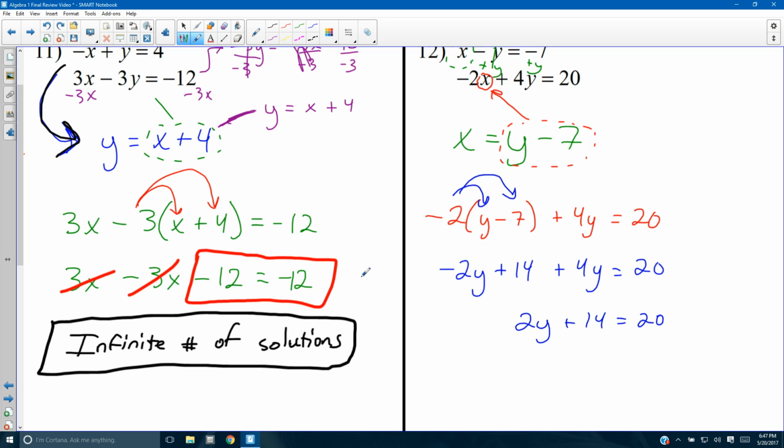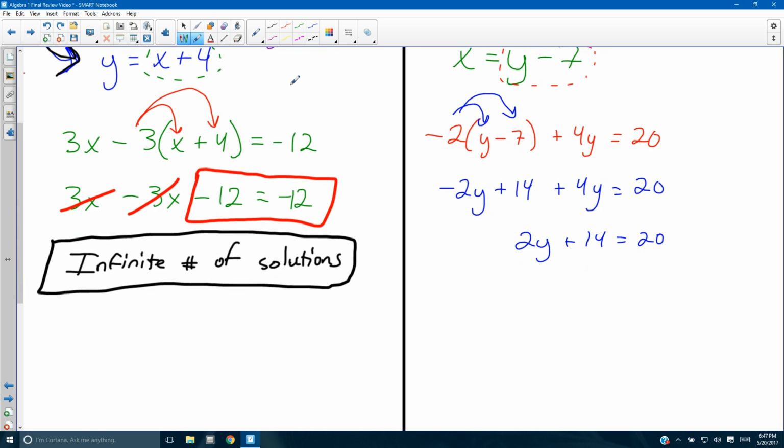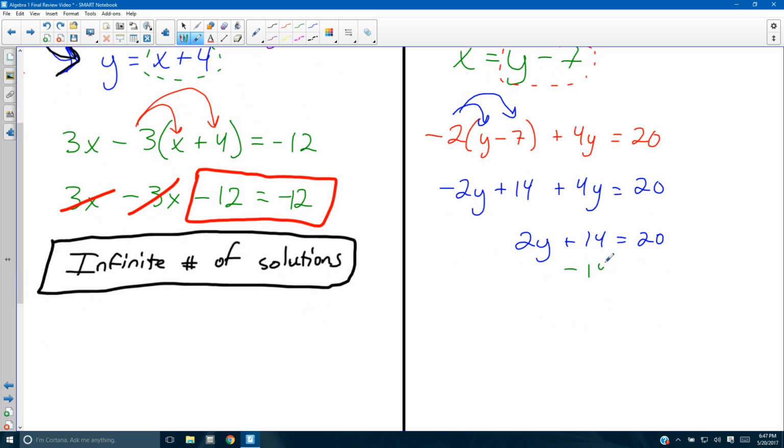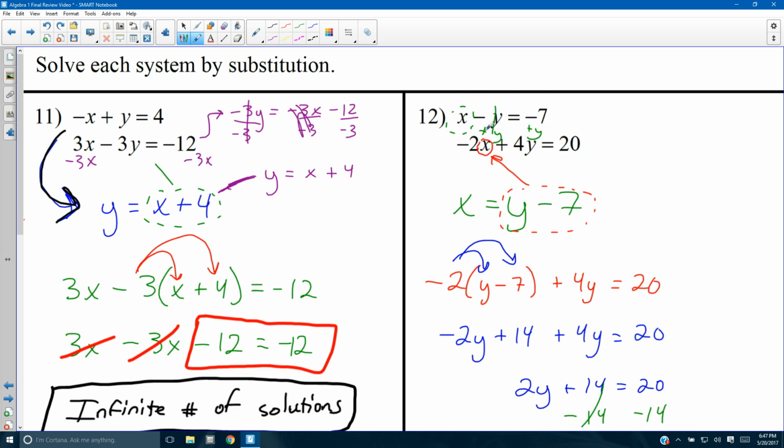Now I can start to isolate the y terms by subtracting 14 from both sides. 14 minus 14 is 0, of course, which is why we did it. And we get 2y equals 6, so y equals 3. Let's use that solution to solve for x. Now, where should I solve for x? You might say, hey, one of these top two equations.